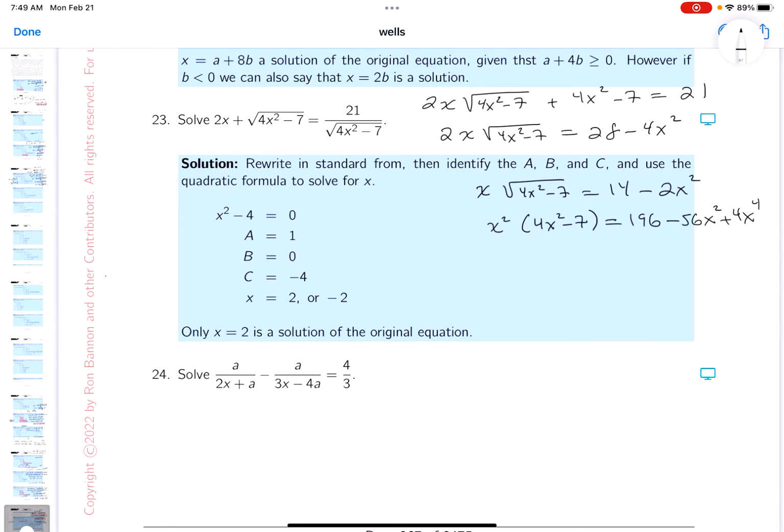Going to continue to simplify. You're going to get 4x to the 4th minus 7x squared equals 196 minus 56x squared plus 4x to the 4th. Well, I'm going to rearrange it, try to use a zero product rule if I can. And I notice that the 4x to the 4ths disappear if I subtract from both sides. And you're going to get 196, let's see, minus, looks like 49.